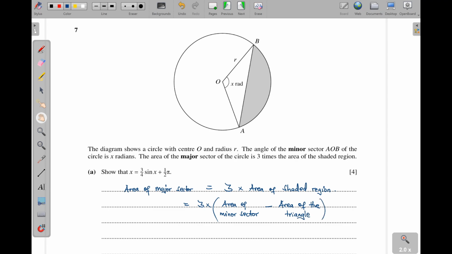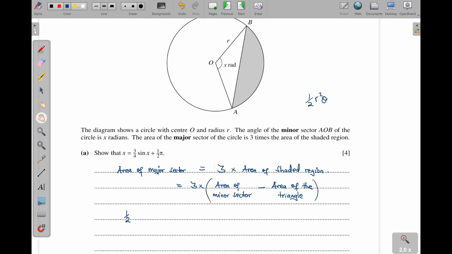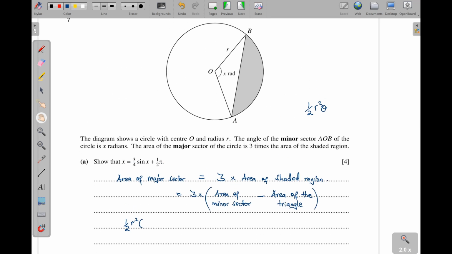Area of the triangle. Now, area of sector, you know that it is a half r squared theta. So we shall have here a half, and then the radius is of course r squared. The angle, since this is the major sector here, then the angle this arc subtends at the center of the circle is going to be 2 pi. Remember, angles at a point add up to 360 degrees. So 2 pi, then minus this x here.